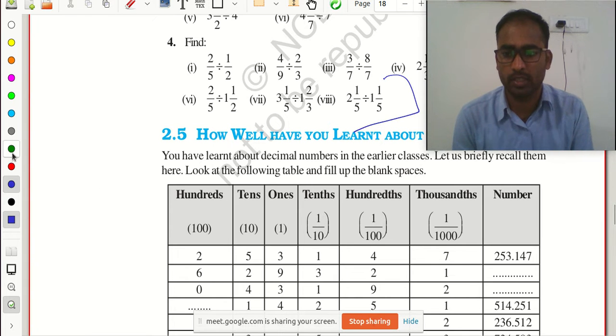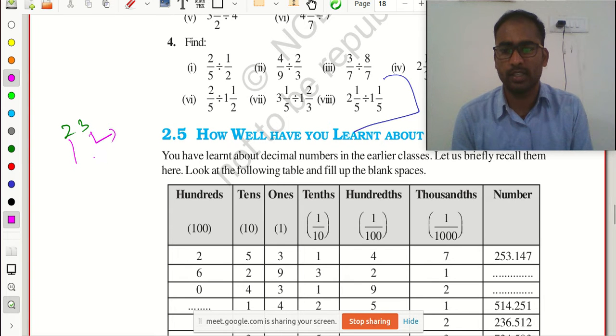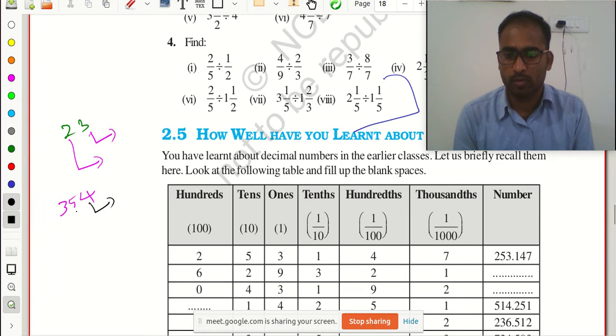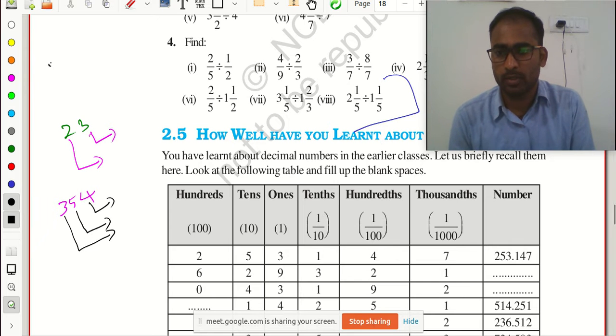Before getting to know about the decimal number, you need to know the place values of a number. Suppose I write the number 23. What is in the units place? 3. And what is in the tens place? 2. And suppose I write 354, what is in the units place? 4, the ones place. What is in the tens place? 5. What is in the hundreds place? 3.